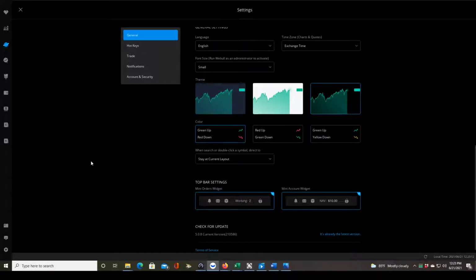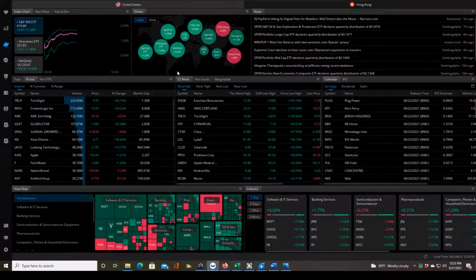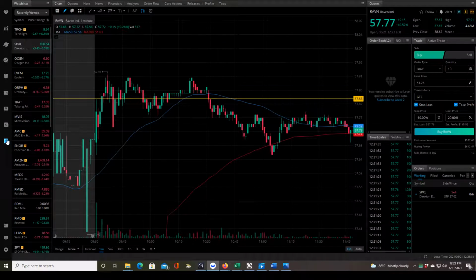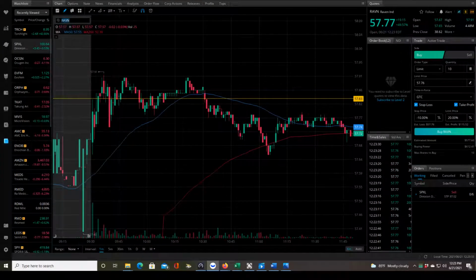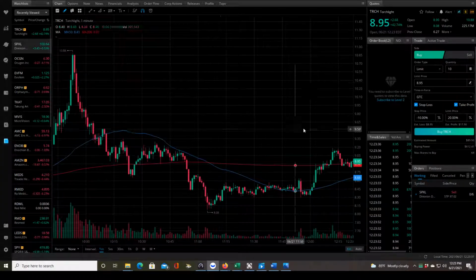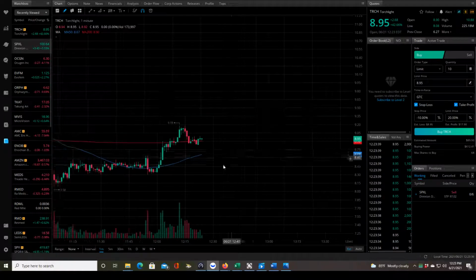I have still seen a couple of weird things, but I'll show you what I mean by that, it's working better than it was last week. So if we look at the most active traded stock, TRCH is trading with 224 million shares. So there's a ton of activity in that stock. If I pull that up on my single chart and then check it on the 1 minute time frame, there's TRCH.